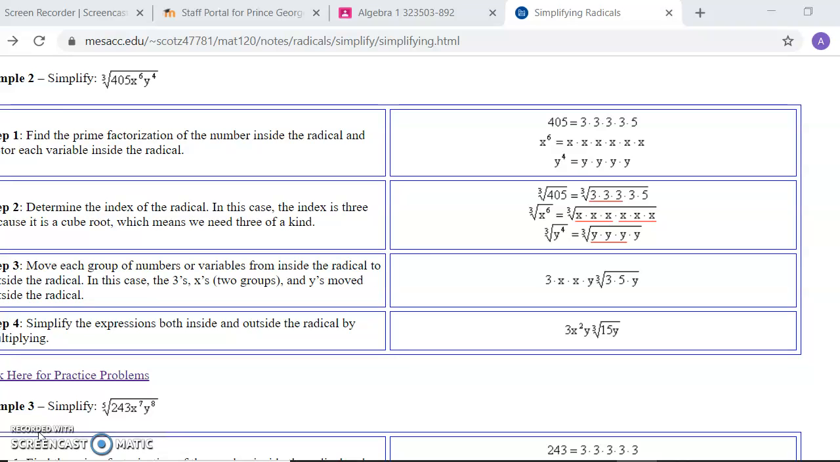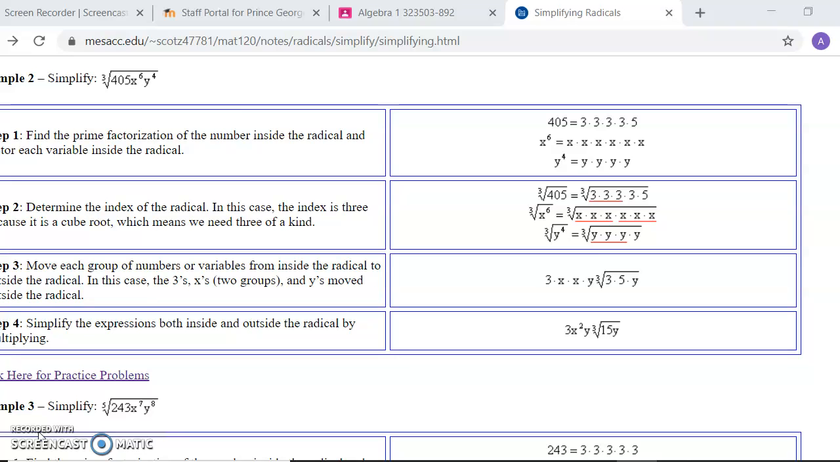So here we're simplifying the cube root of 405 x to the 6th, y to the 4th. If you work that out and factor it out, you end up with 3 times 3 times 3 times 3 times 5, which is equal to 405. And with x, you have x to the 6th, so it's x times x times x times x times x times x. And then with y, you have y times y times y times y.